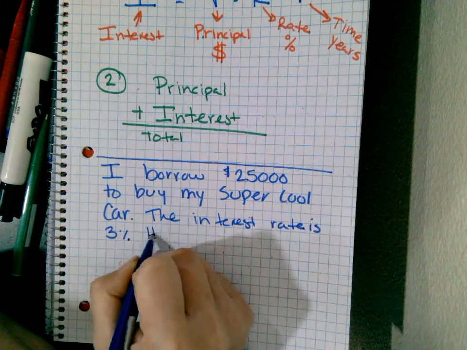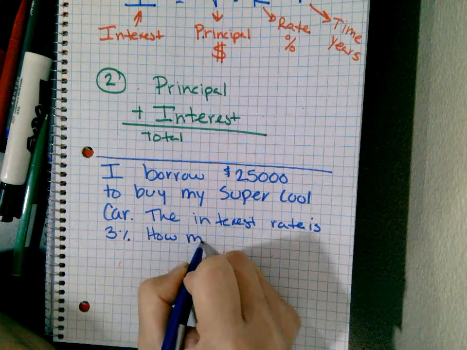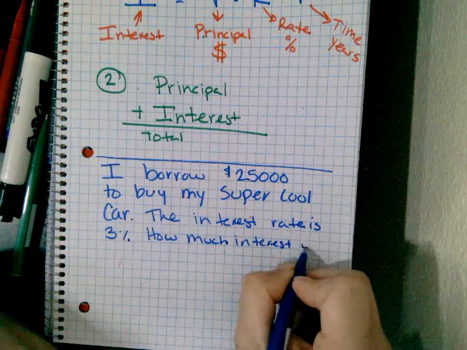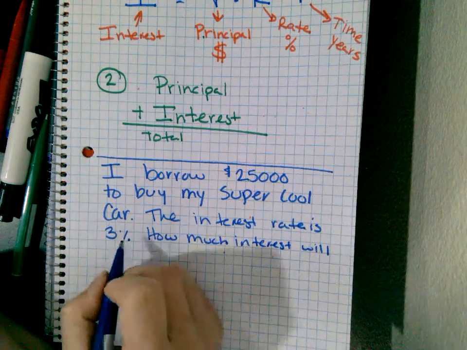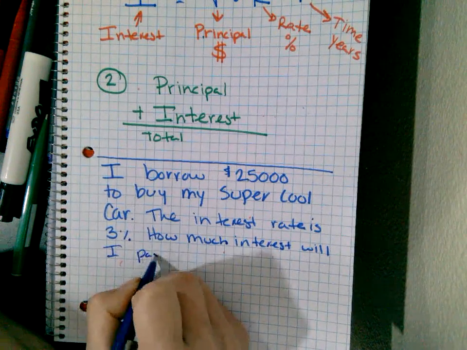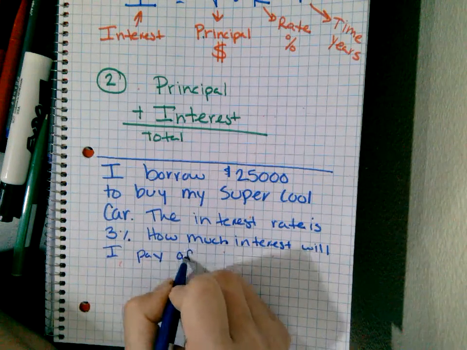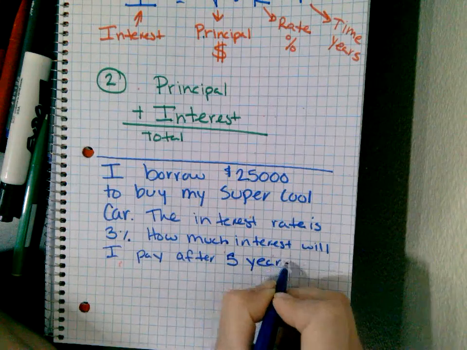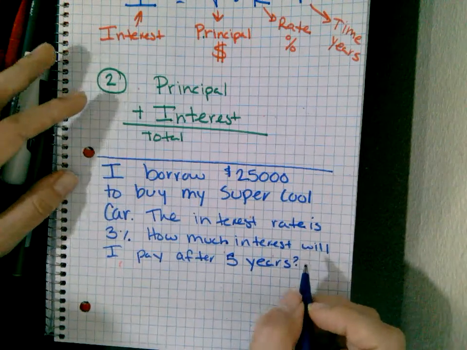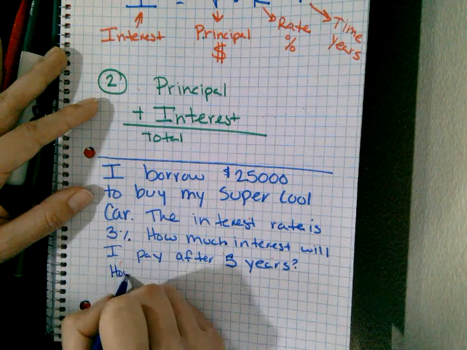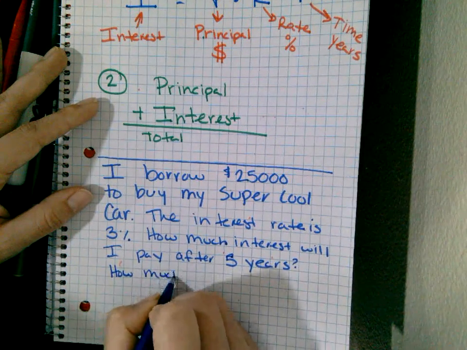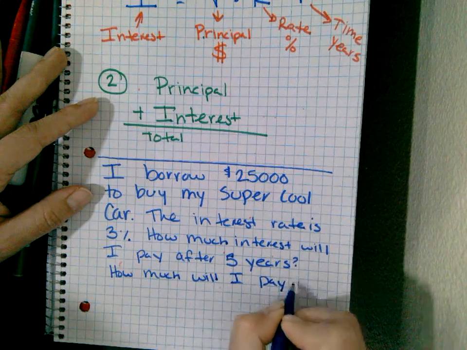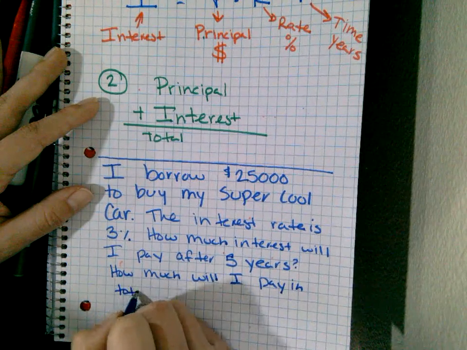So they'll ask you two questions, or I'll ask you two questions. How much interest will I pay after 5 years? And then the second question that they ask you is, how much will I pay in total?